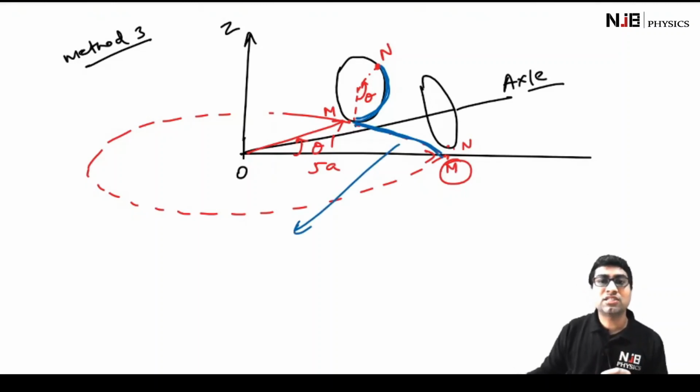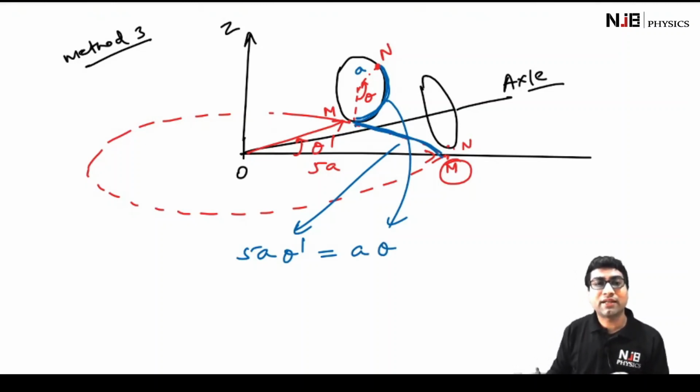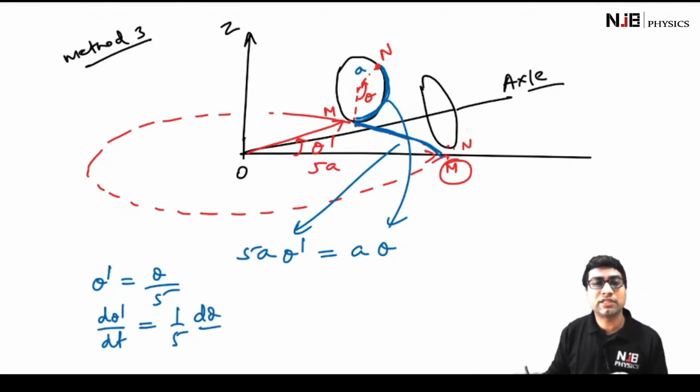So the distance moved by point M around this circle is going to be the radius times the angle rotated by this position vector, theta prime. It must be equal to this distance, which is how much? It is going to be the radius of this disk, which is a, times the angle rotated by it, which is theta. So we can write that theta prime comes out to be equal to theta divided by 5. Now if we differentiate it, we get d theta prime by dt is equal to 1 by 5 times d theta by dt.